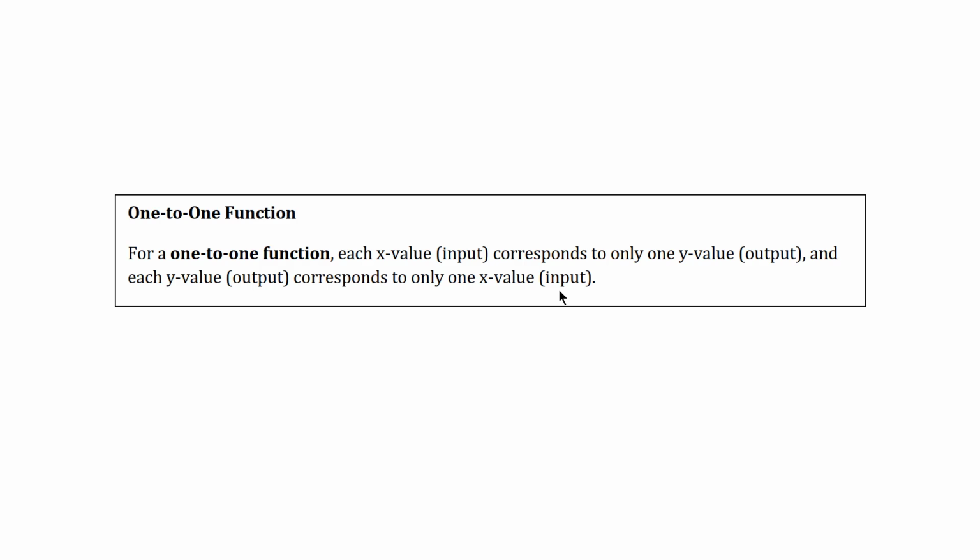Notice here that the first part of the definition for a one-to-one function actually contains the definition for a function. It states here that each x value corresponds to only one y value. That's essentially the definition of a function. The second part of this definition states that each y value corresponds to only one x value. That second part of the definition is what makes a function a one-to-one function. We're going to use this definition in the next example to determine whether each function is a one-to-one function.